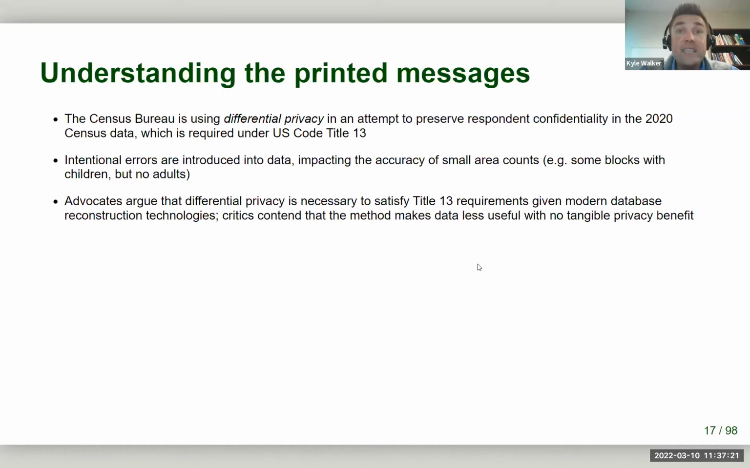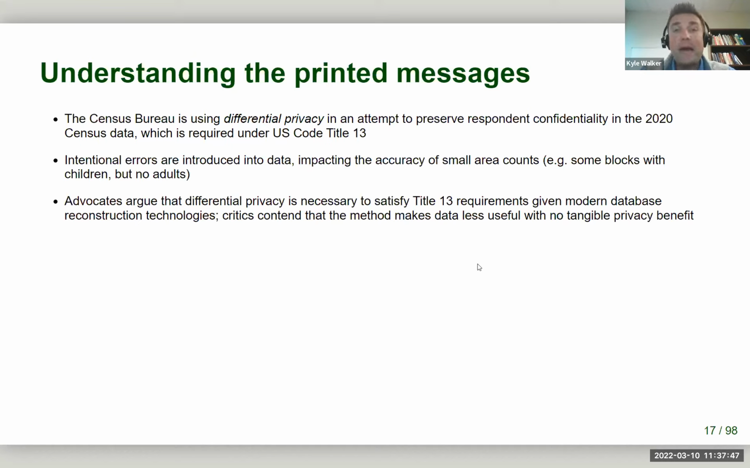And so this has an impact on the accuracy of small area counts. So you'll find census blocks in the 2020 census data, for example, where there are children, but no adults. We've heard those referred to as Lord of the Flies blocks. Those are not because there are actually no adults there. It's because you're going to be seeing the effects of differential privacy.